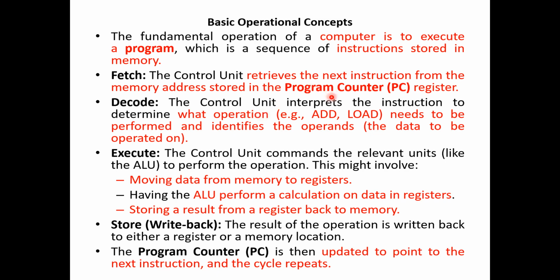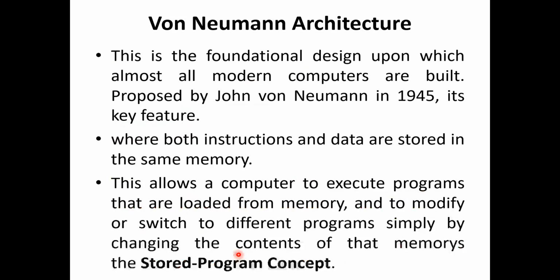For example, addition means that we add the two data. This is done by the execute step. And finally, after we get the result, it should be stored in the register. Then the program counter is updated to point to the next instruction, and the cycle repeats. So this is the Von Neumann architecture.